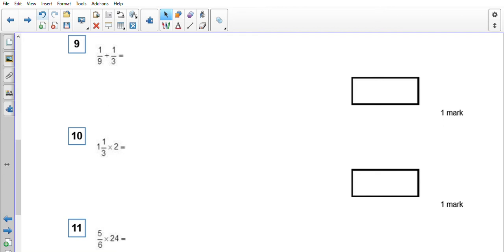Okay, we're going to have a look at 4 questions from our maths today. We're going to look at question number 9, 10, 11 and 12. And when we do that, we're just going to have a look and see what we need to do in order to help ourselves out with those.